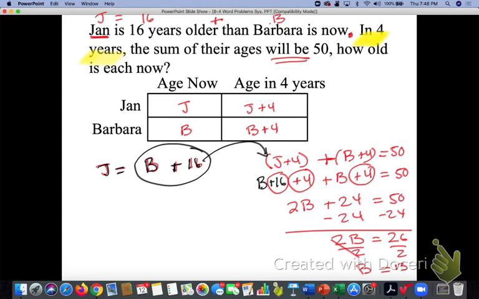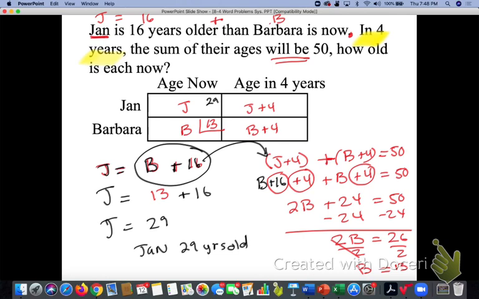Okay, b equals 13. So if b is 13, I place it in here, 13 years old. Barb is 13. And now I go back to my original equation, either original. J equals, b is 13, so 13 plus 16. J is equal to 29. So Jan is 29 years old, and Barb is 13 years old.